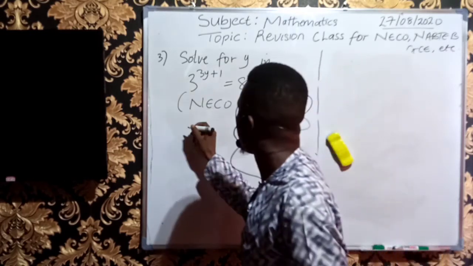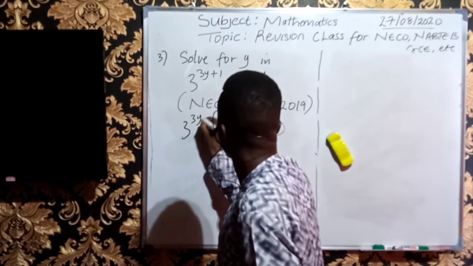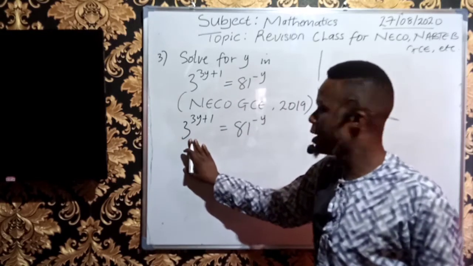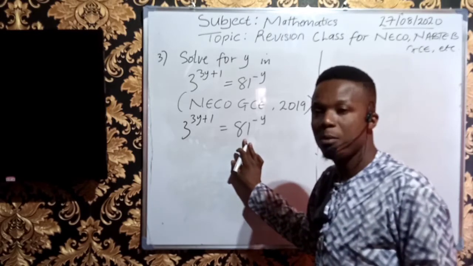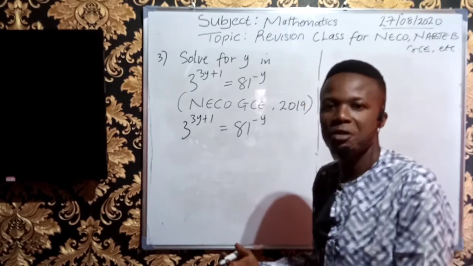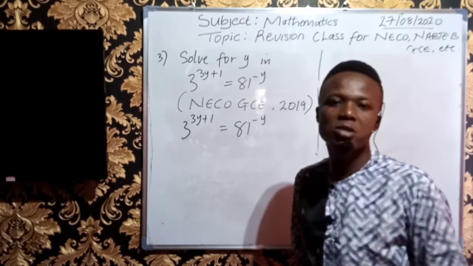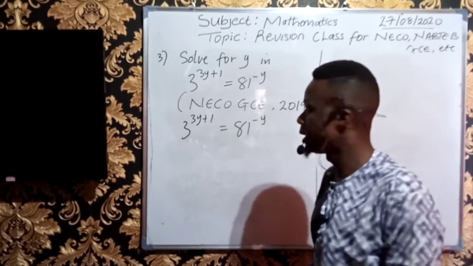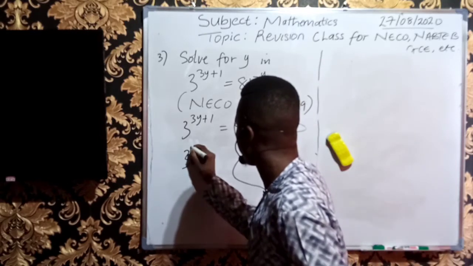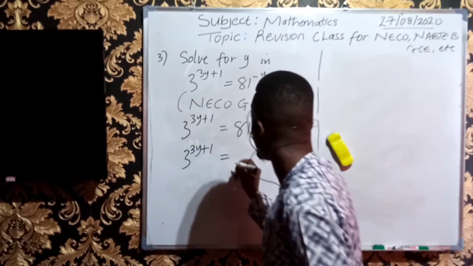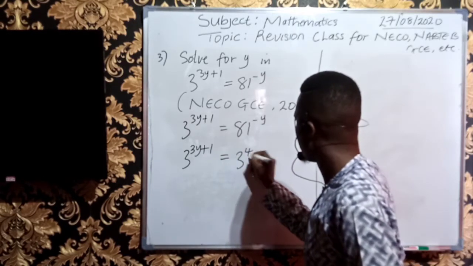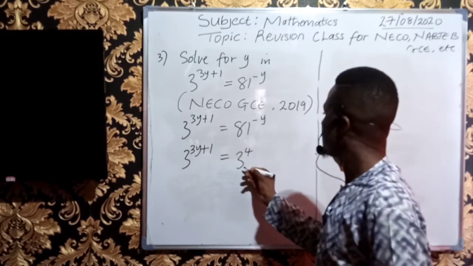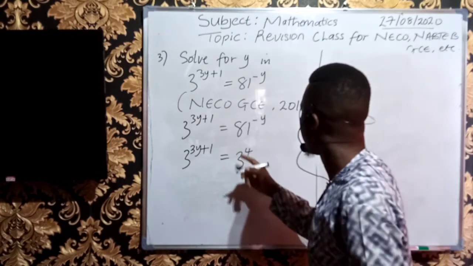So to deal with this, we'll have 3 power of 3y plus 1 equals 81 power of minus y. This is already in base of 3. I can move 81 to also be in a base of 3 so that it will rhyme with the left hand side. And once it rhymes with the left hand side, I can easily cancel out and get what I want to get. So here I can write that 3 power of 3y plus 1 equals 81, which means 3 power of 4, because 3 times 3 is 9, times 3 is 27, times 3 is 81. When you multiply 3 by itself 4 times, you are getting 81.